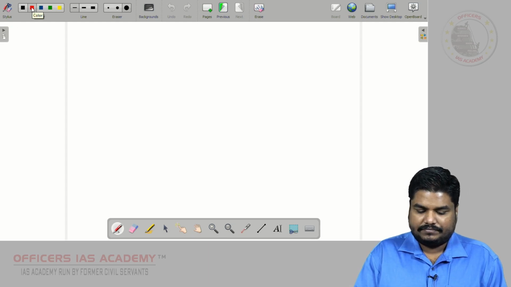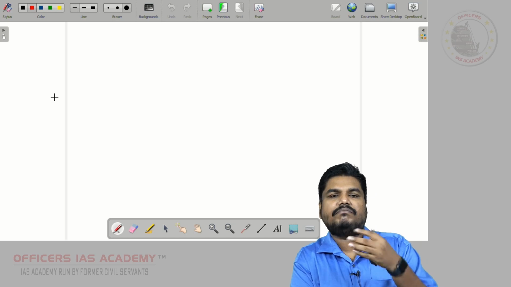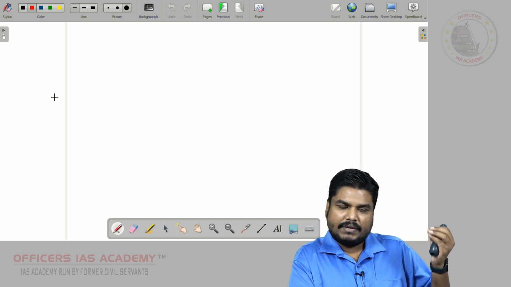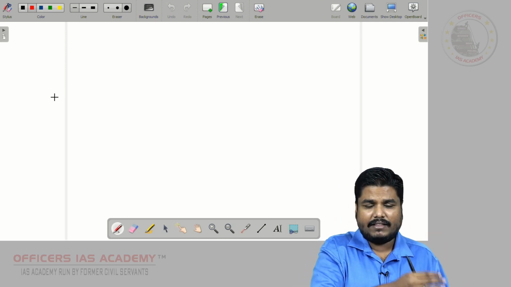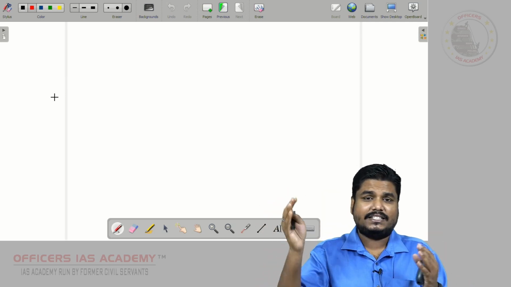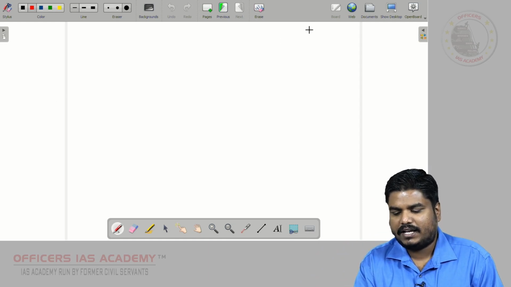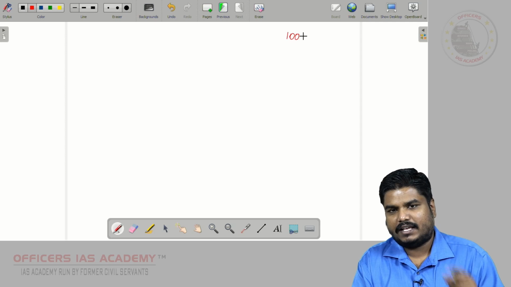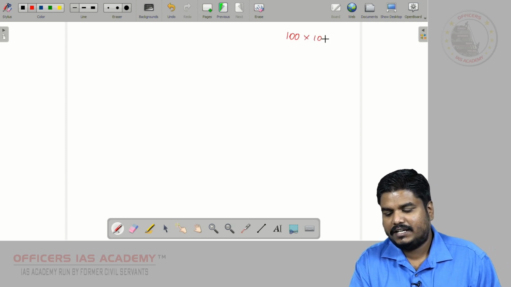So the Lorenz curve gives the relationship between the percentage of people and their percentage of income generated. Let me make it clear. Let us assume a country has 100 people and each of them is earning 1000 rupees. So the total is going to be 1 lakh rupees.